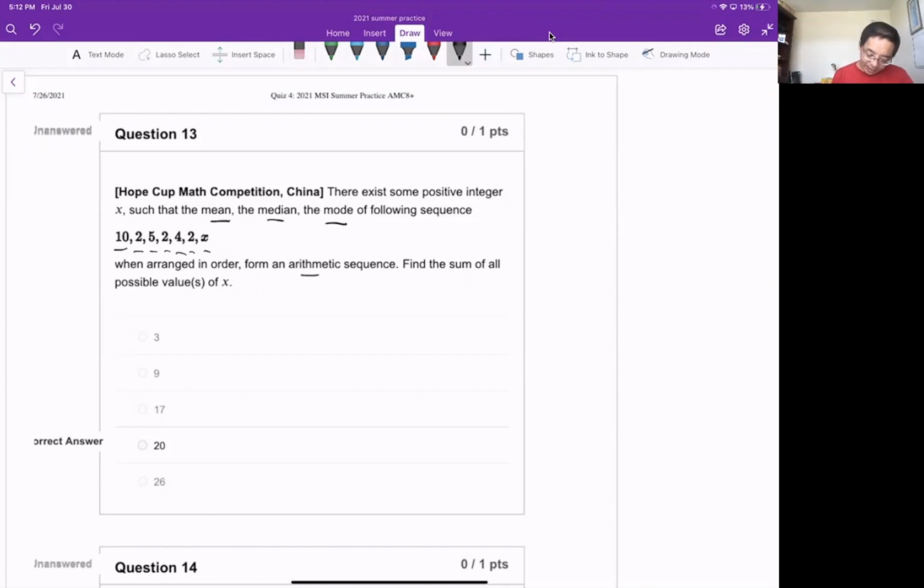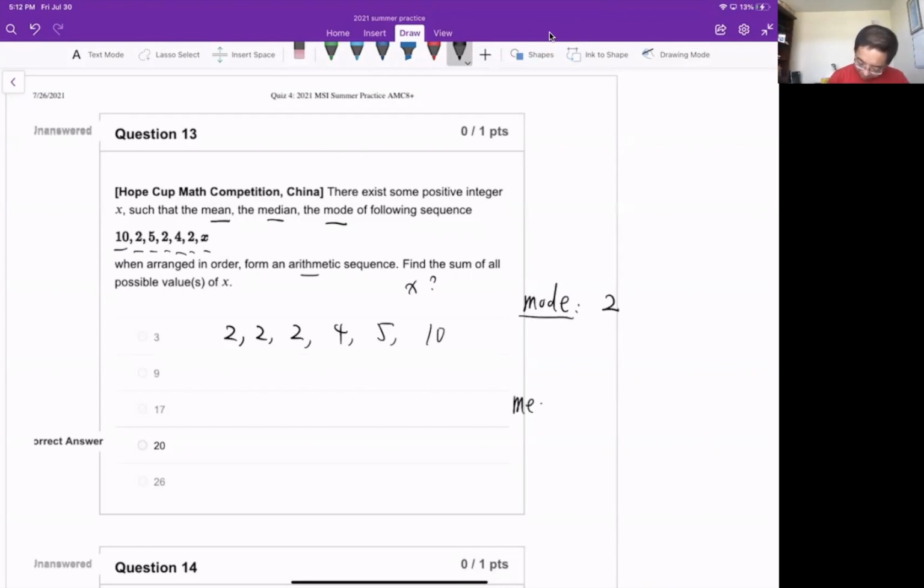All right, as the first step, let's write these numbers in increasing order. So we have 2, 2, 2, 4, 5, 10, and x. So far we don't know how large x is and where we should put x. But from this, one thing is clear. What is the mode? The mode has to be 2, regardless of what x is.